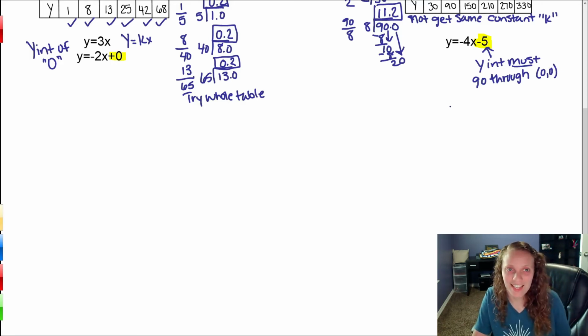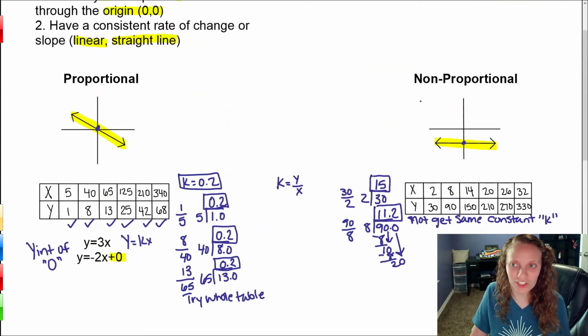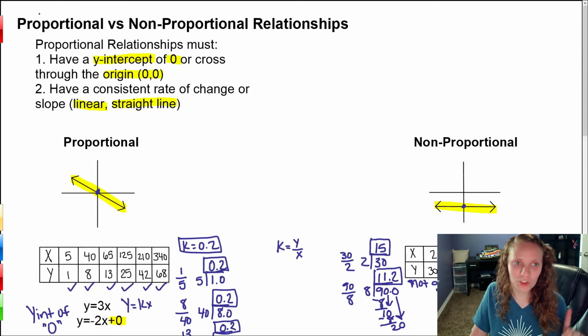Okay guys, that's comparing proportional with non-proportional relationships. Remember, proportional must go through the origin at 0, 0, and then it must have a linear or a straight line.